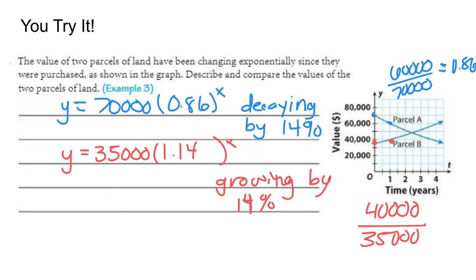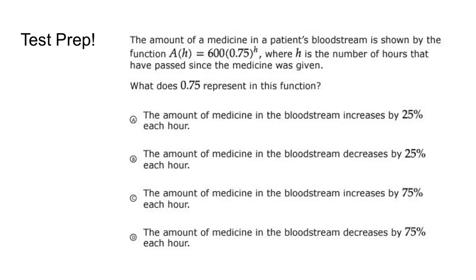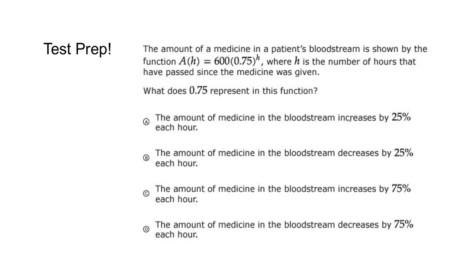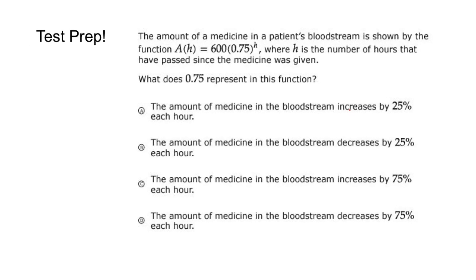All right. Now we're going to look at some of these test prep style questions. So we need to be able to see how this is going to be evaluated on our test and use what we know about exponential functions to be able to answer these kinds of questions. So this one says, the amount of medicine in a patient's bloodstream is shown by the function A of h equals 600 times 0.75 to the h power, where h is the number of hours that have passed since the medicine was given. What does the 0.75 represent in that function?